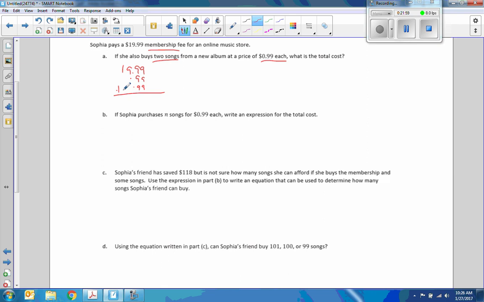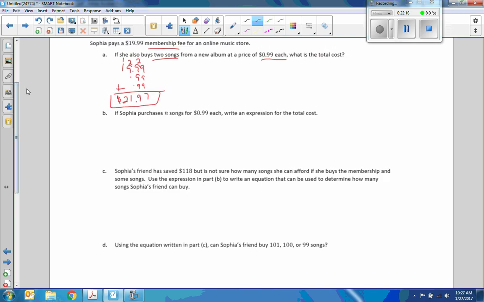Okay, add those up. 9 plus 9 plus 9 is 27, plus 2 is 29. 9 plus 2 is 11, and 1 plus 1 is 2. So the answer is $21.97 for a membership and 2 songs. Okay, that's super expensive. That's all she ever buys because she just paid almost $11 per song.